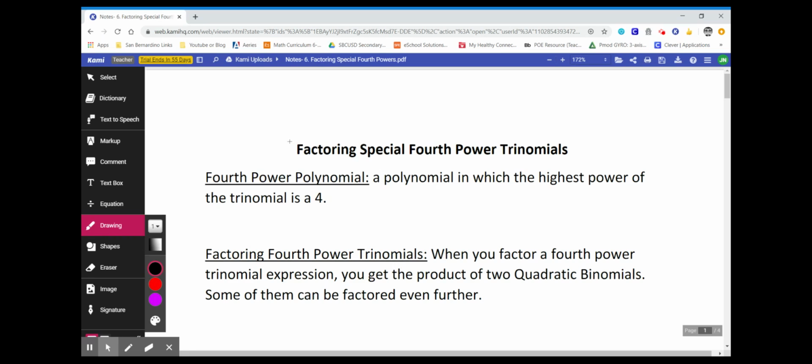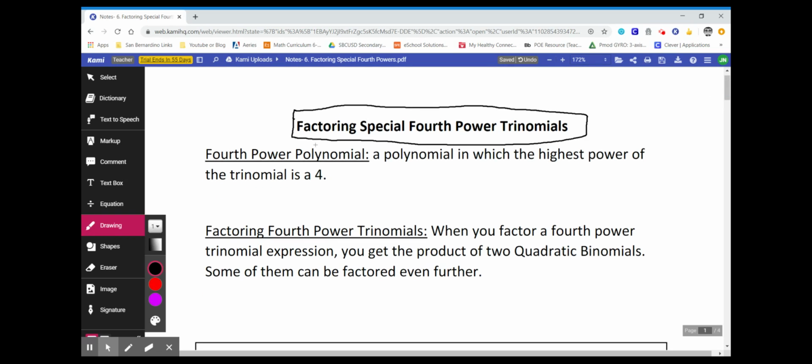So again, the title for today is factoring special fourth power trinomials. The reason why they're special is because they're actually factorable, and they're factorable in a way that we already know how to factor. So let's start out with some definitions.